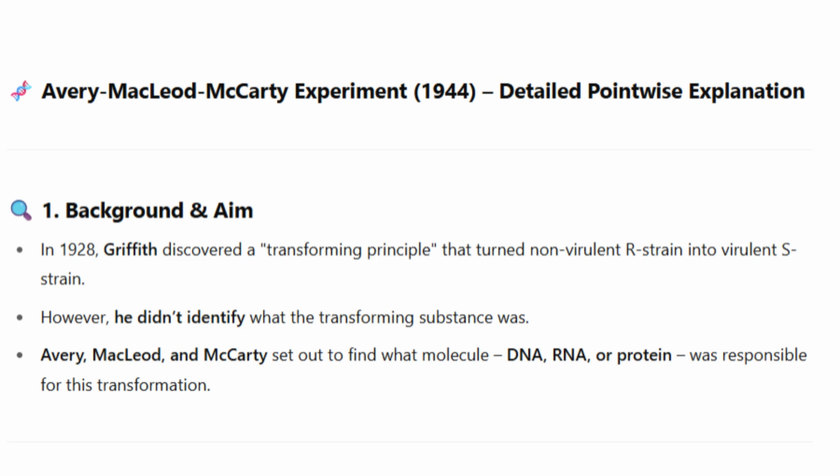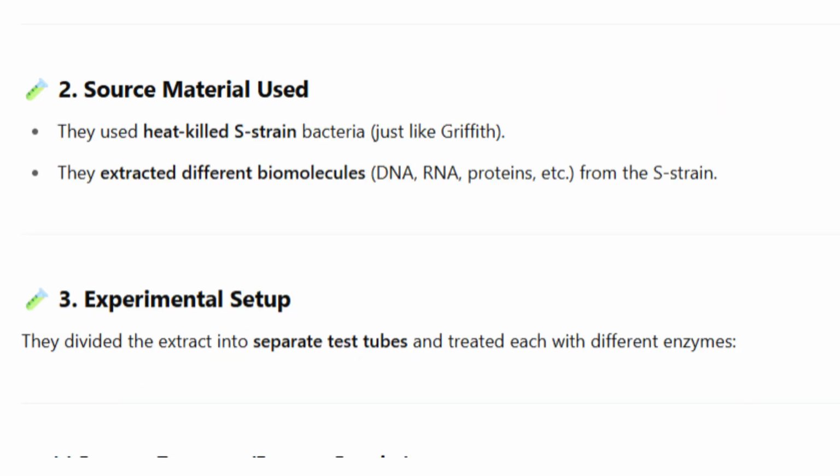Detailed pointwise explanation. 1. Background and aim. In 1928, Griffith discovered a transforming principle that turned non-virulent R strain into virulent S strain. However, he didn't identify what the transforming substance was. Avery, MacLeod, and McCarty set out to find what molecule, DNA, RNA, or protein, was responsible for this transformation. 2. Source material used. They used heat-killed S strain bacteria, just like Griffith. They extracted different biomolecules, DNA, RNA, proteins, etc., from the S strain.